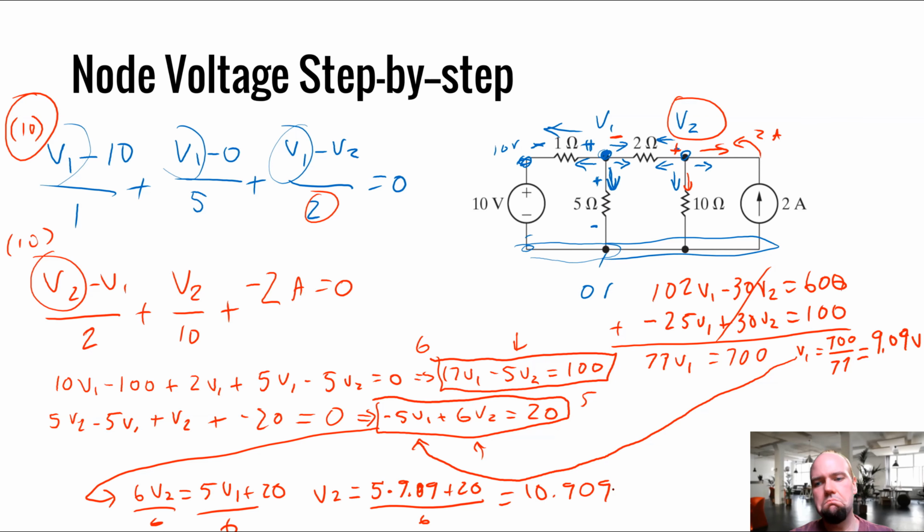Okay. So we know V2 is 10.91-ish, and V1 is 9.09-ish. Okay, that's it. So we solve for these voltages.